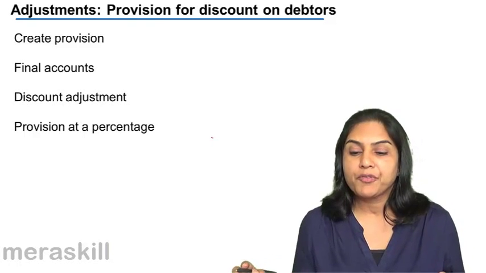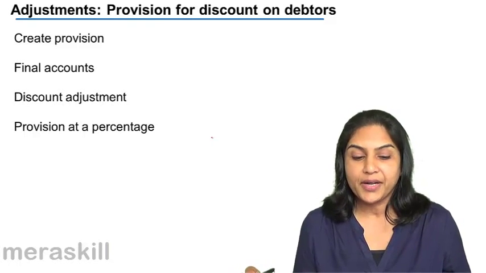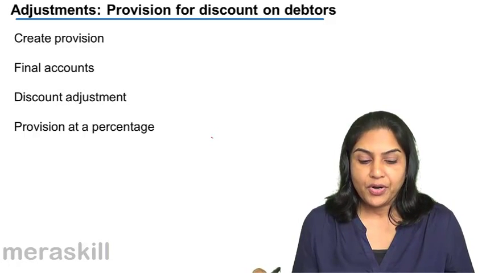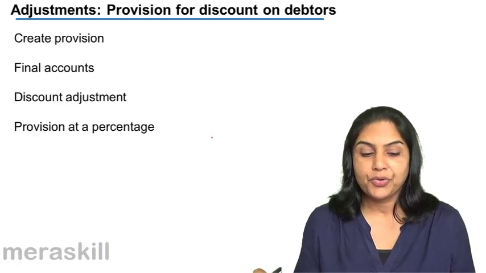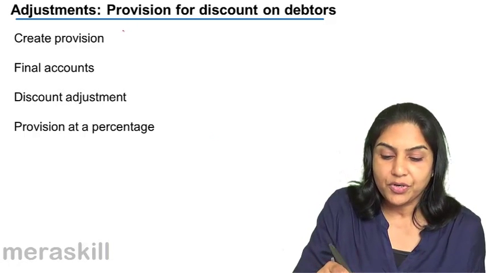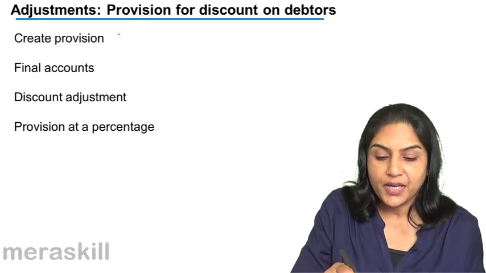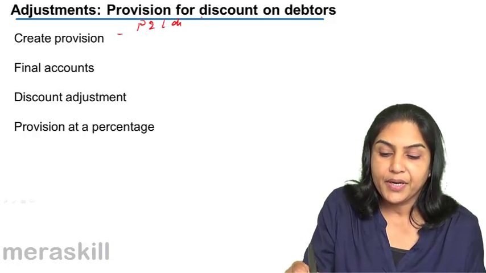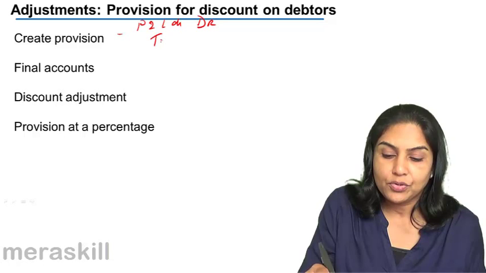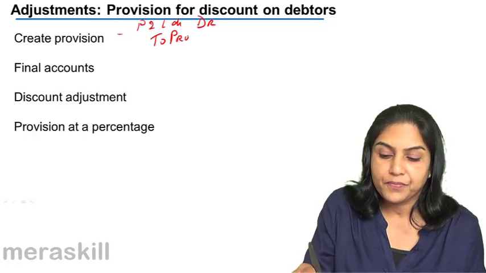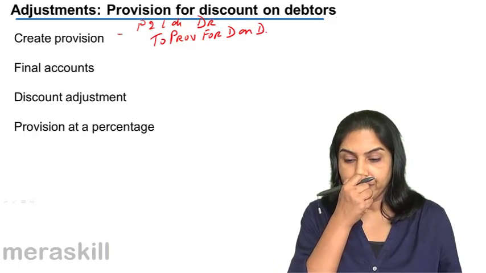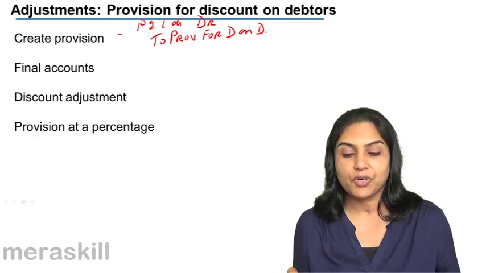Adjustment for provision for discount on debtors. How do you create a provision for discount on debtors? In the same way as we create a provision for doubtful debts, we say profit and loss account debit to provision for discount on debtors. This is how we will create a provision for discount on debtors.